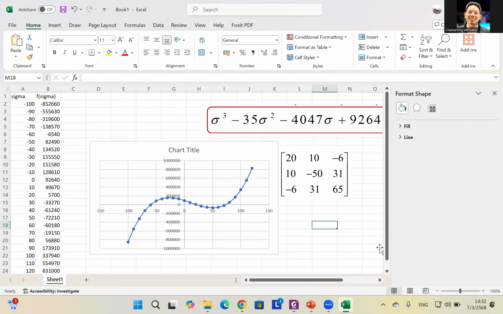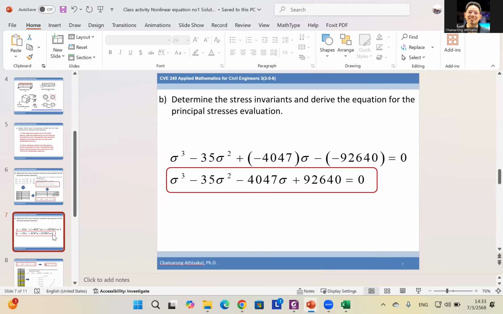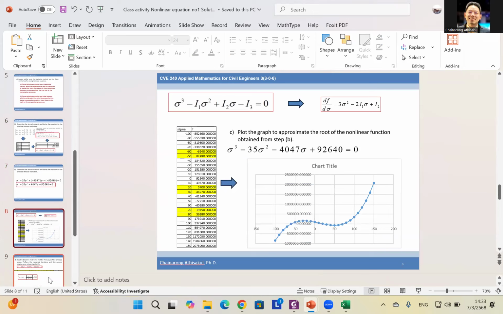From the graph, you may plot it by yourself. You may use your computer. Who has a computer? You have a tablet, right? You can use Numbers to plot the graph. It's up to you. After this, we can plot a graph like this. Then back to our slide. According to this equation, we can plot the graph like this. It's the same. And from the graph, how many roots can we find?